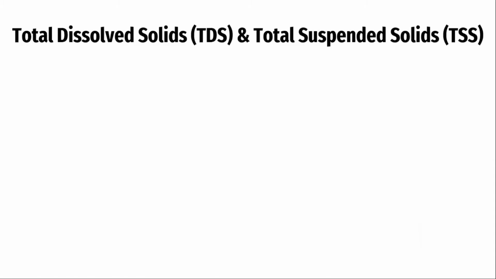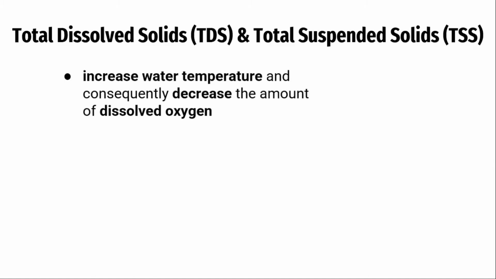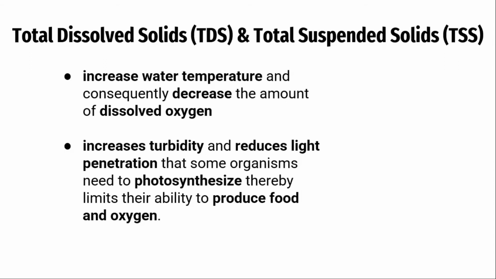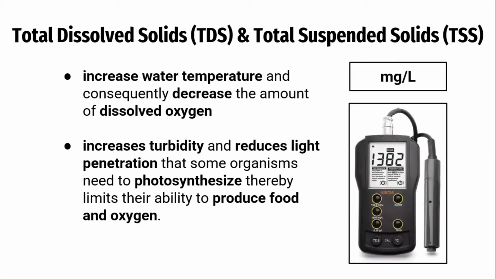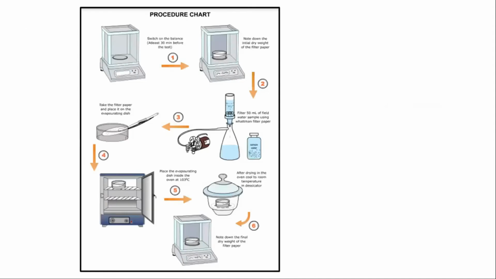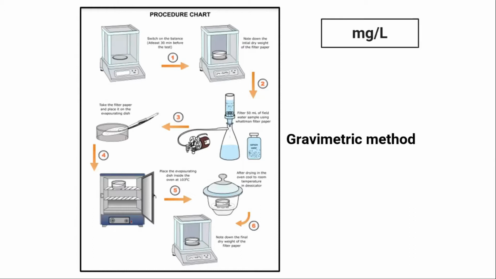Total dissolved solids (TDS) and total suspended solids (TSS) are two parameters that can increase water temperature and consequently decrease the amount of dissolved oxygen. Both increase turbidity and reduce light penetration that some organisms need to photosynthesize, thereby reducing their ability to produce food and oxygen. Suspended solids can also be detrimental to fishes, as they sometimes block their gills, making them unable to properly breathe. TDS is measured by using a TDS meter probe, and the gravimetric method can be used to determine TSS. Both are interpreted as milligrams per liter.